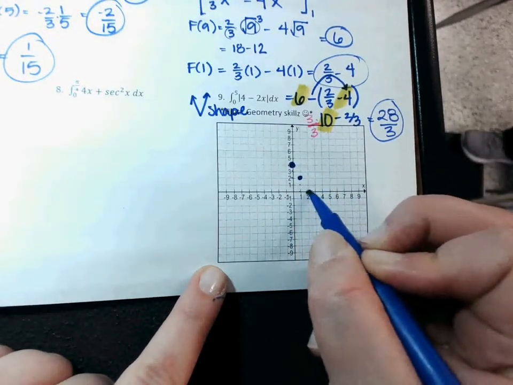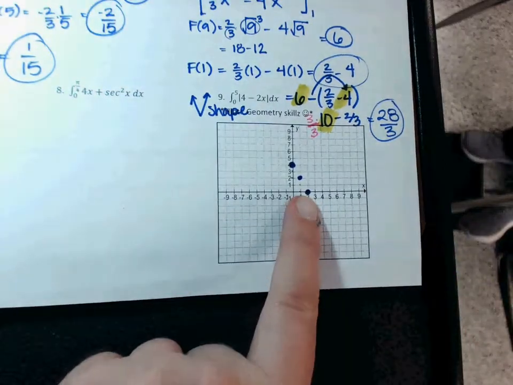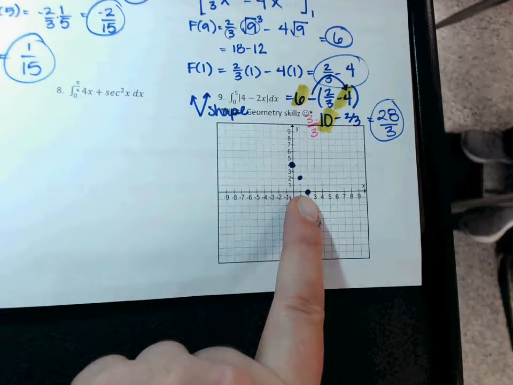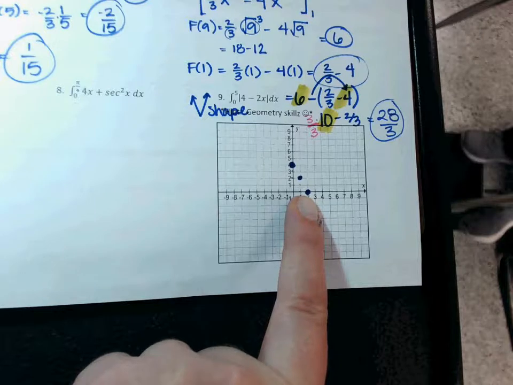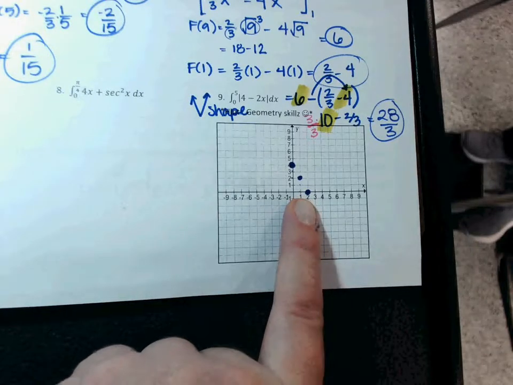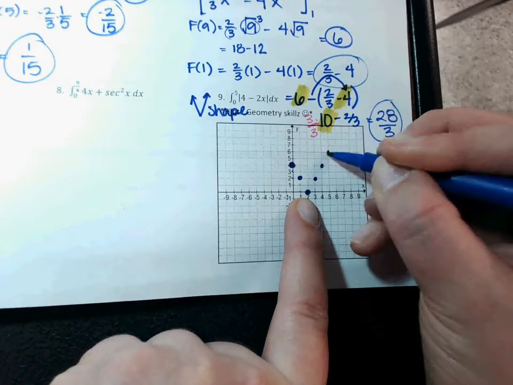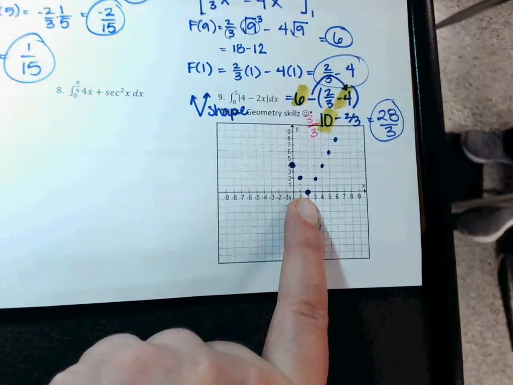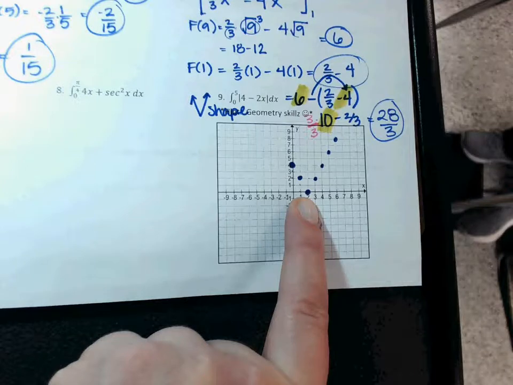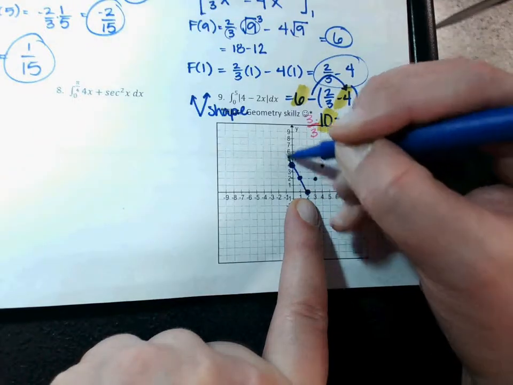Down 2 over 1. And then when I hit the x-axis, remember, it's a V. It's not allowed to be negative. So it's going to shoot back up on the other side. Up 2 over 1. Like that. So remember that for your V's, once it hits the x-axis, it's going to turn around. Okay, that's your V shape.